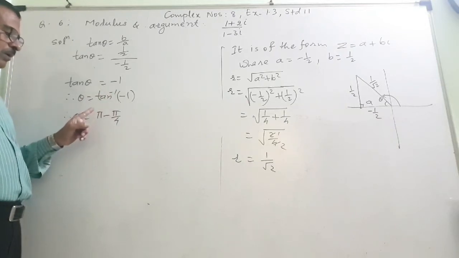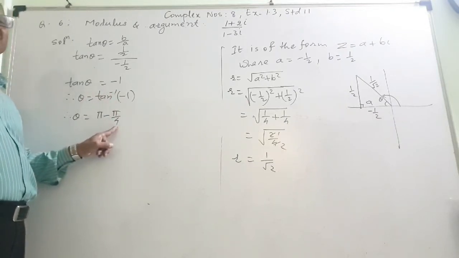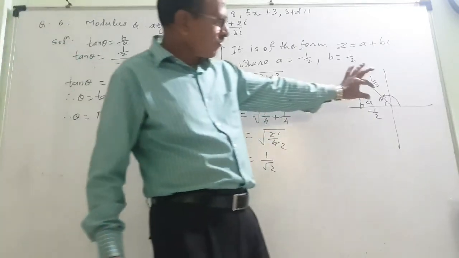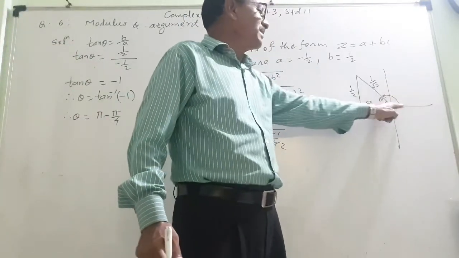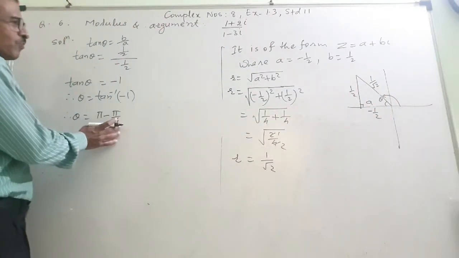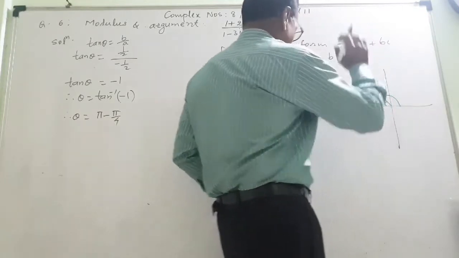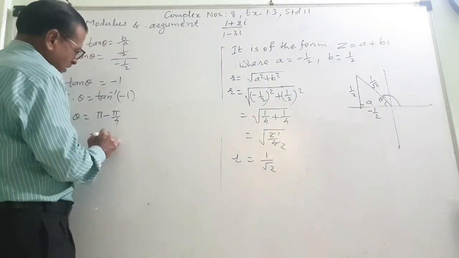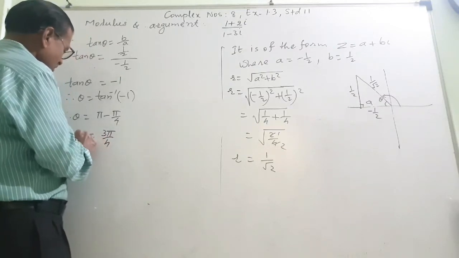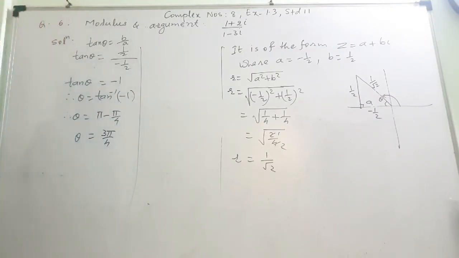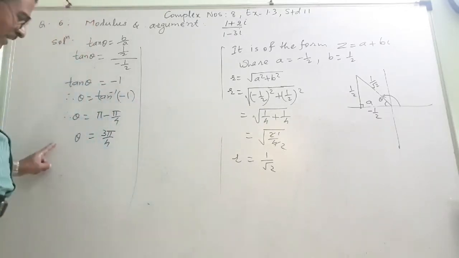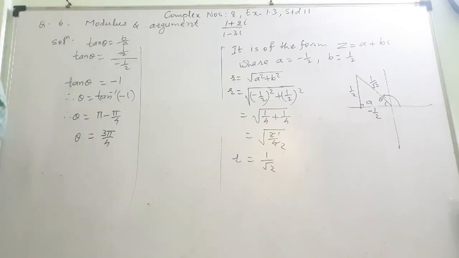So tan is 1 for pi by 4, means 45 degree. So this angle is 45 degree. I want this angle. This angle is how much? 180 minus this 45, so that is equal to 3 pi by 4. Theta is equal to 3 pi by 4. So you have got modulus is 1 upon root 2, argument theta equal to 3 pi by 4. Hope that you have understood.